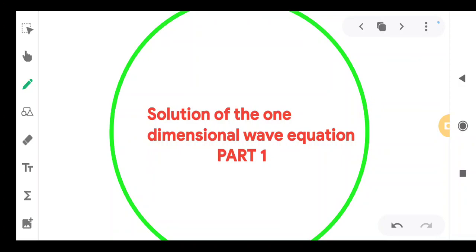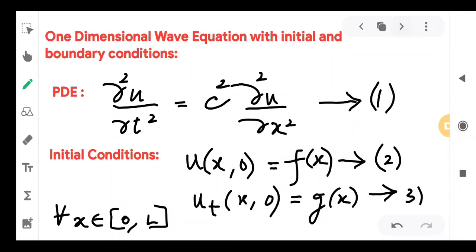The equation is ∂²u/∂t² = c² ∂²u/∂x². We call it the one-dimensional wave equation. Now, in this video, we'll learn how to solve that one-dimensional wave equation, with the initial and boundary conditions.